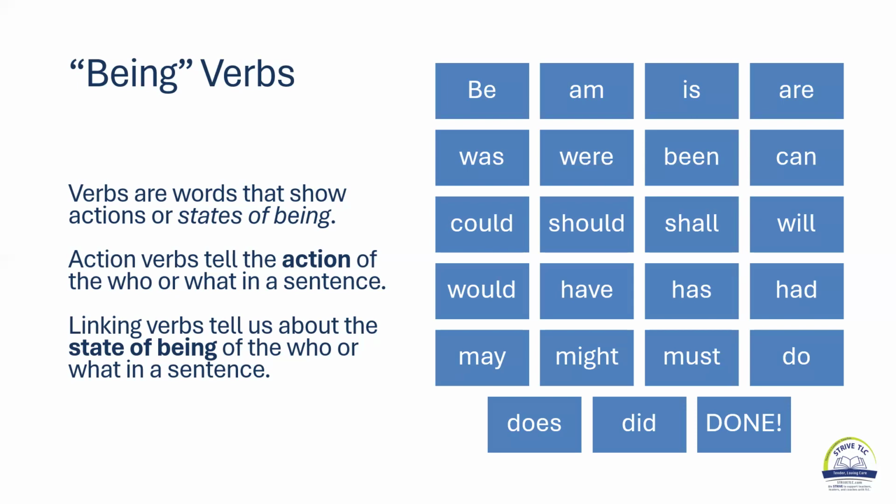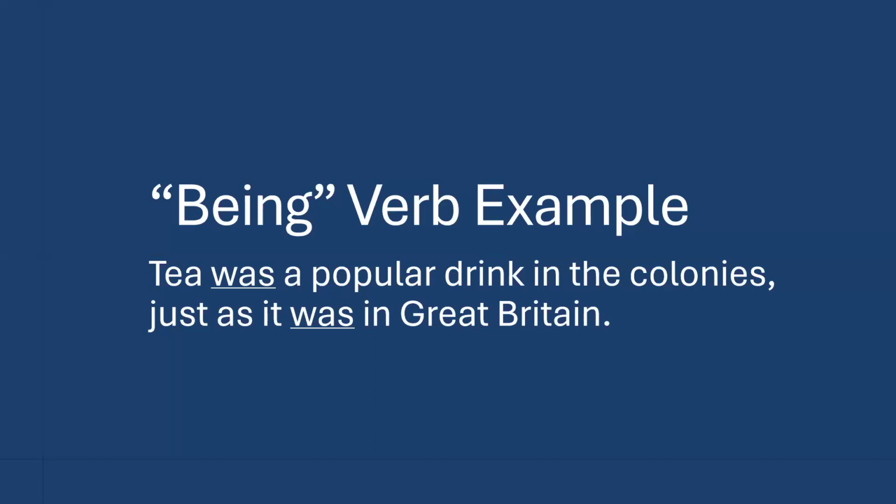I'm sorry, these are state of being verbs. This isn't all of them, of course, but it still gives us a good understanding that there are words like these that we will want to look for that act as verbs in sentences. So an example of a being verb would be, tea was a popular drink in the colonies, just as it was in Great Britain. So here we have the word was acting as a verb in both parts of this.